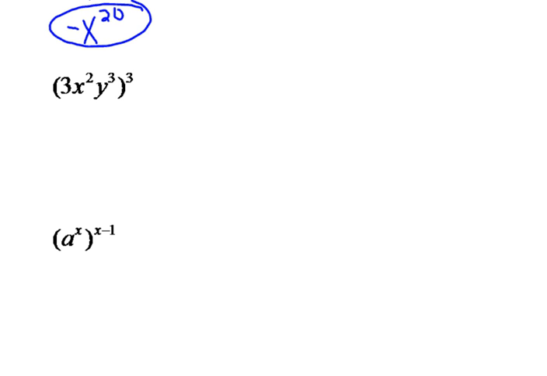For the next one, we need to cube all those pieces inside. So 3 cubed is 3 times 3 times 3, which is 27. x squared to the 3rd power, we're going to multiply those, x to the 6th. y cubed to the 3rd power, we're going to multiply those exponents, that'll be y to the 9th.